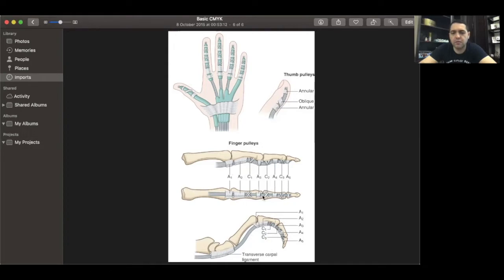So here we have those pulleys which prevent the flexor tendons from provoking a bow effect during the flexion. So we have two types of pulleys, annular types and cruciate types. As you can see when you review your anatomy as well, they are present also at the level of the thumb. Okay.